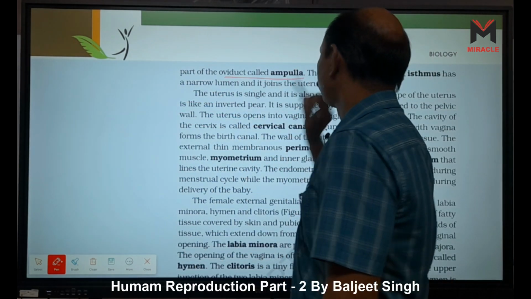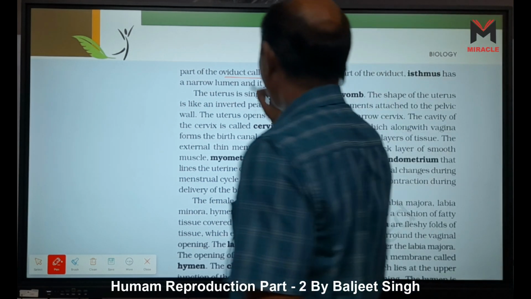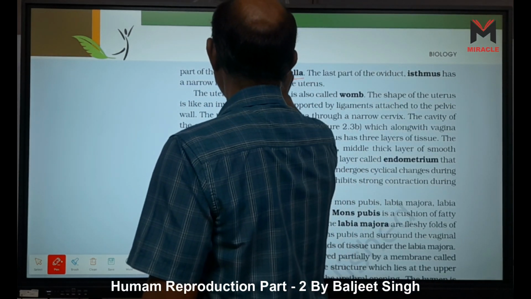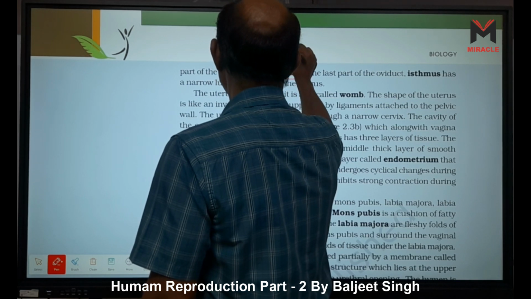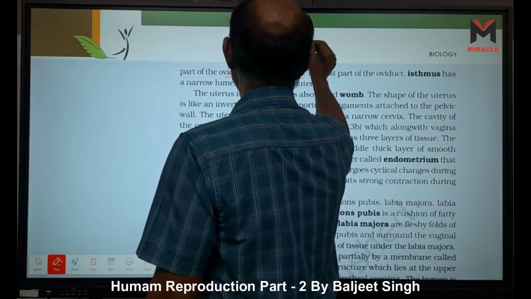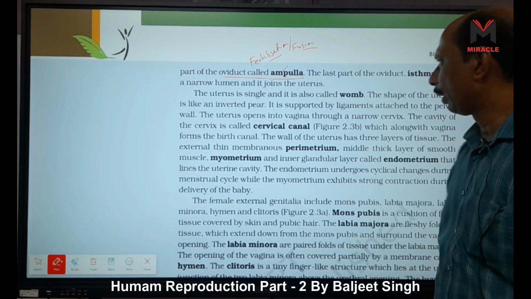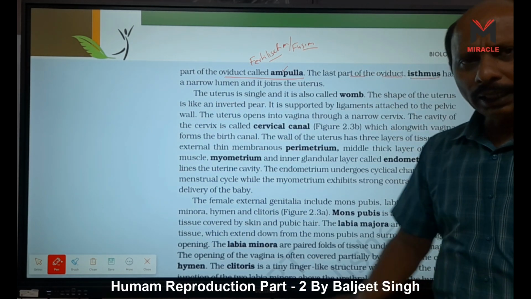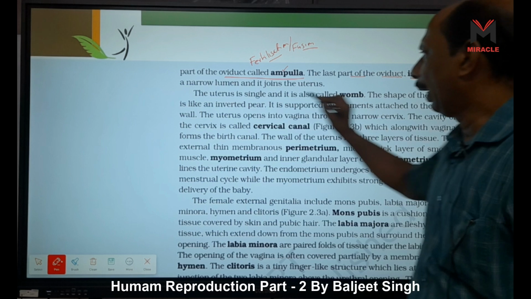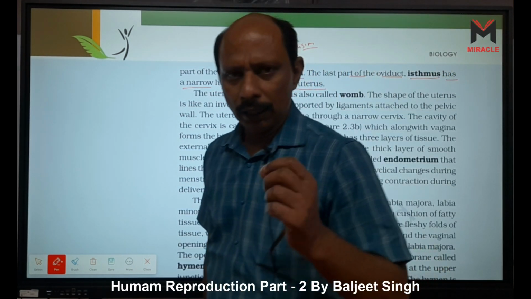Ampulla, right? This ampulla is the region where fertilization occurs, or we can say fusion of male and female gamete occurs in the ampulla, right? The last part of the oviduct is the isthmus. It has a narrow lumen, also given here, and it joins the uterus, right?